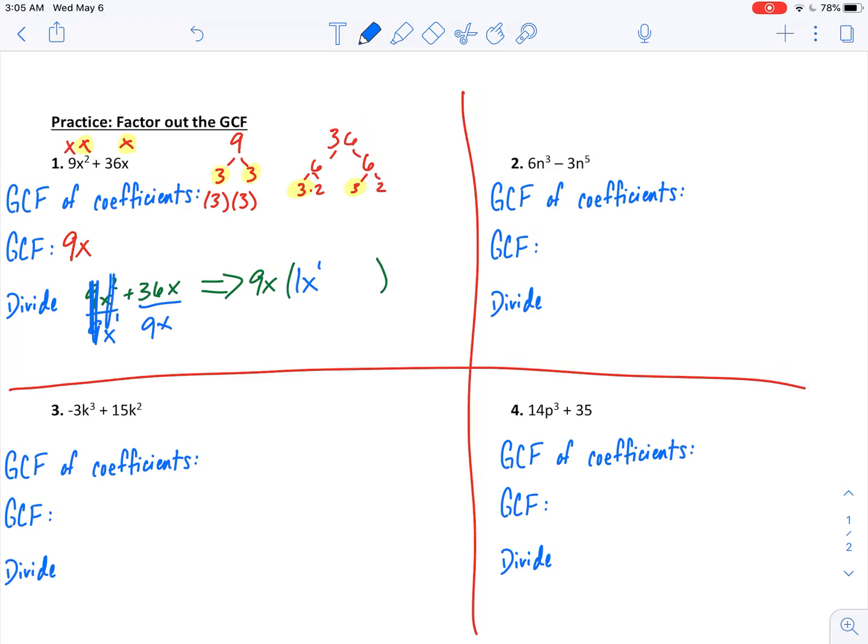Alright, and we're done with that now, so let's focus on our 36 and our 9x. So positive 36 divided by 9 is a positive 4. And x divided by x, those x's cancel out. So those are gone. And this is my final answer.